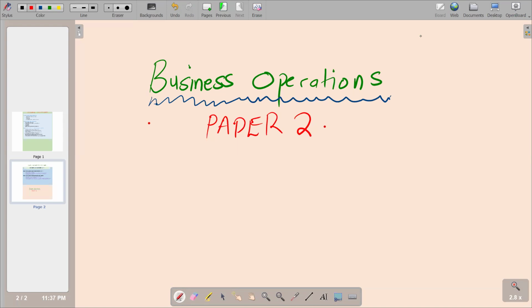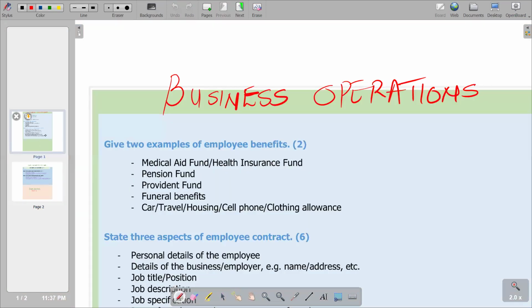So this is our paper two, and if we go to our question, you'd see that the first part of the question reads, give two examples of employee benefits, and the question has got two marks. But we know that basically employee benefits are a variety of perks that employers offer to their employees. That includes, for example, health insurance. We can also have retirement plans, also part of employee benefits, and also we can have life insurance. The examples we have them listed here.